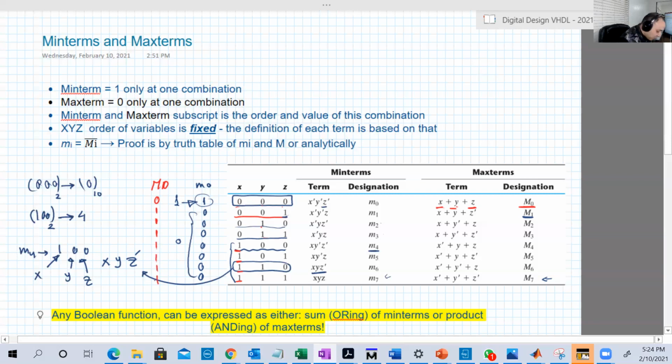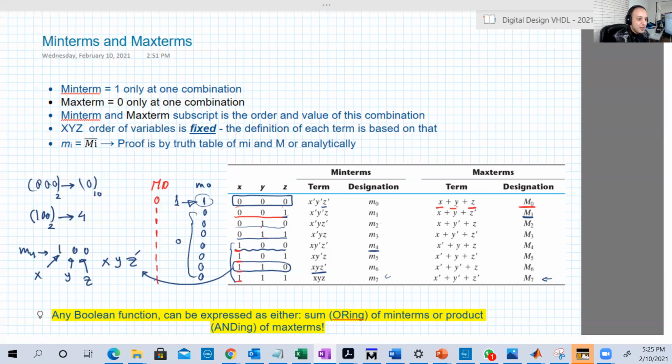So look at small m0 and capital M0. Small m0 is 1 at a particular term and 0 otherwise. Capital M0 is 0 at a particular term and 1 otherwise. And you can do the same for M1, M2, M3, for both maxterms and minterms, and you will find the same properties as what we saw for small m0 and capital M0.